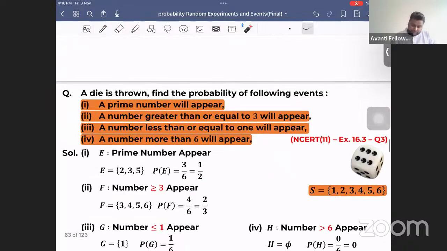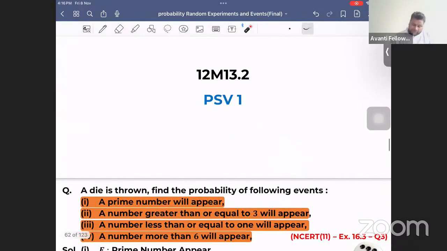Got it? Now, do a question. A die is thrown, find the probability of the event that a prime number will appear. What is the probability of getting a prime number? Quickly tell me. This is very simple. It is an NCERT class 11th question. Then only I will be able to start the probability of class 12th. A dice is thrown, find the probability of the following events.